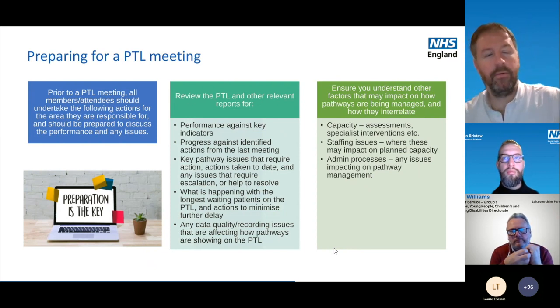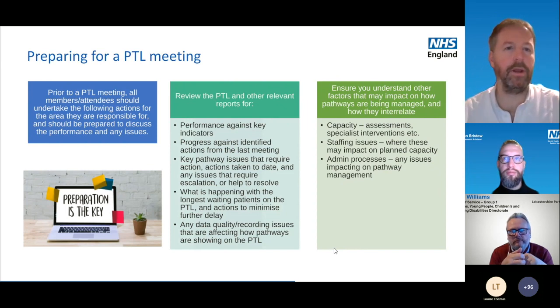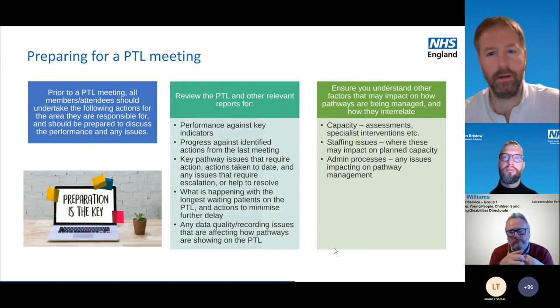You also need to have some of the broader context to make sure that you've got an understanding and you're able to articulate any issues around capacity, staffing, any admin processes that are going wrong, or whatever else it might be. So again, you can have that focused conversation in the meeting. Next slide, please.